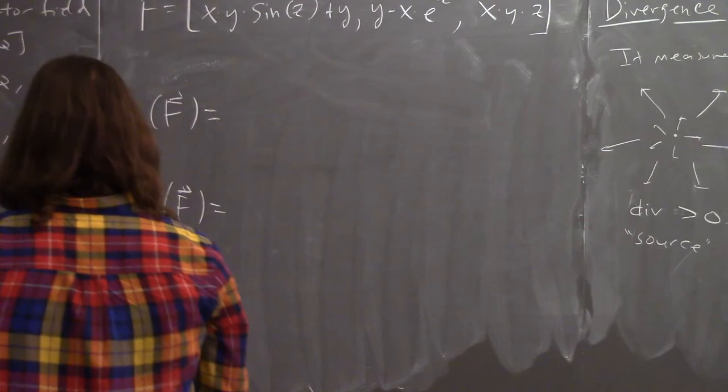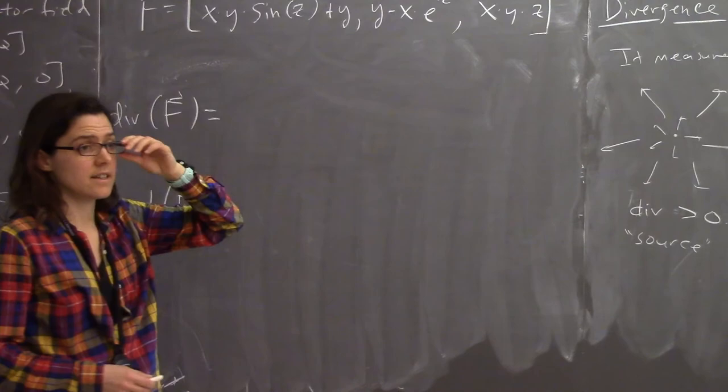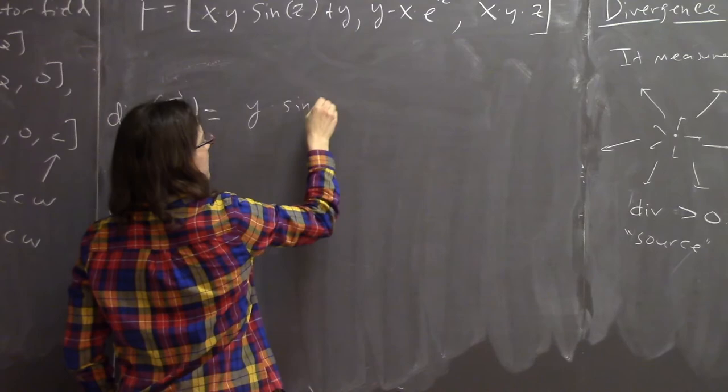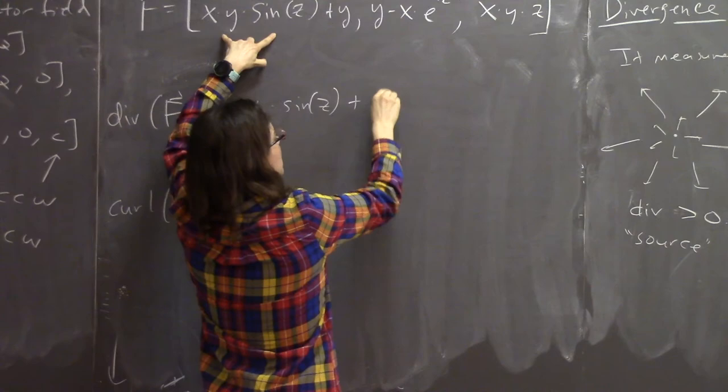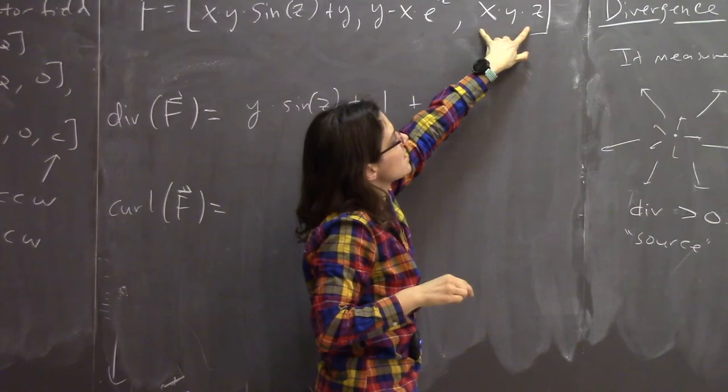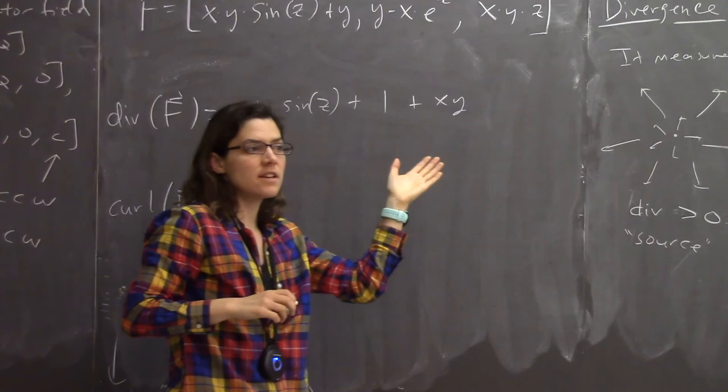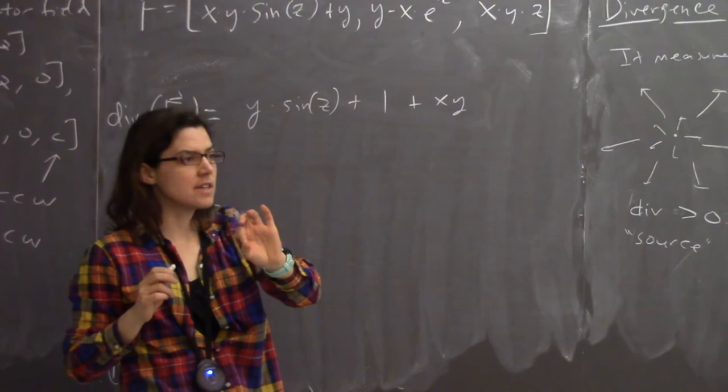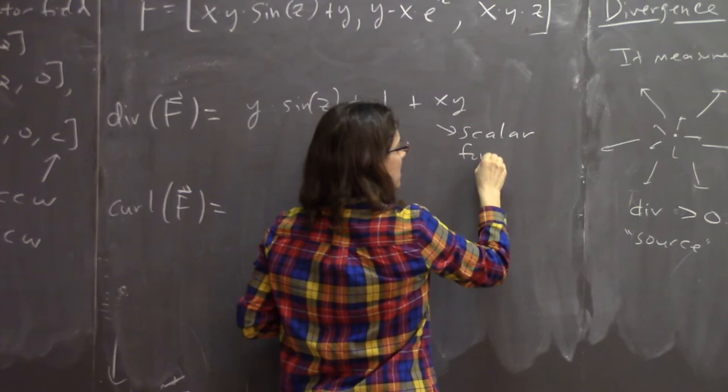Okay. It looks like most people have got the divergence. Can someone say what it is? Y sine z. So y sine z, that's the derivative of this first part with respect to x, okay? Plus 1, the derivative of the second part with respect to y. Plus xy, the derivative of this last part with respect to z. Nice. And so notice that this is a function of x, y, and z, so the divergence depends on where you are. You plug in different x, y, and z's, you get different numbers. But it's always a number. So this is a scalar function of x, y, and z.